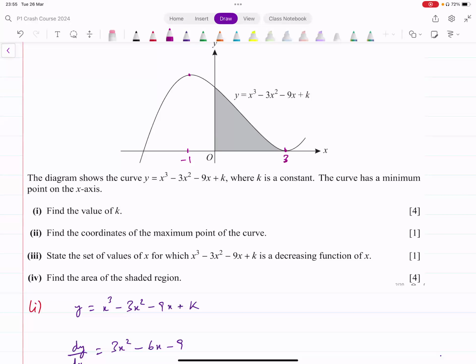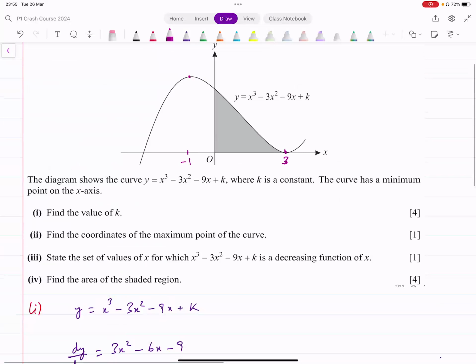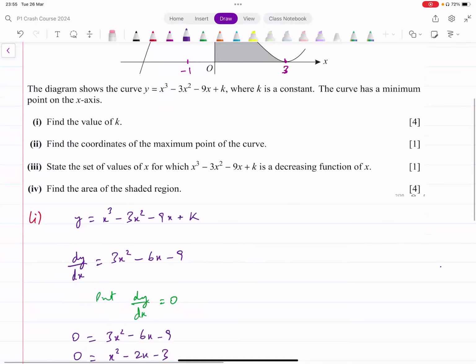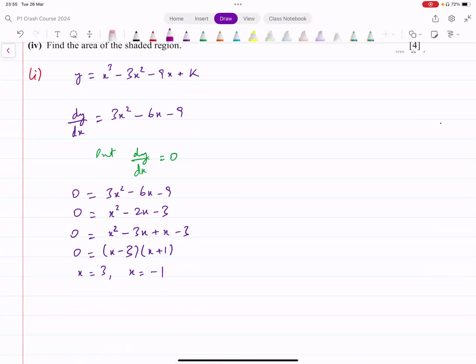And the next part, we have found these 2 values, minus 1 and 3. So now, we know that this point is (3, 0). This point lies on the curve. We can find the value of k now. How can you find the value of k? Since we know the function looks like this, y equals x cubed minus 3x squared minus 9x plus k, all we have to do is put x equals 3 and y equals 0 in this.